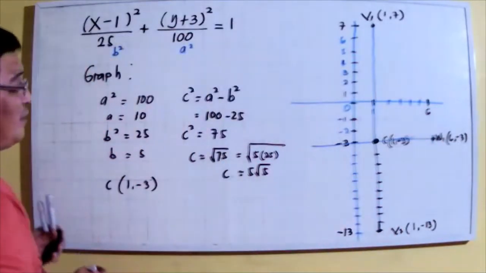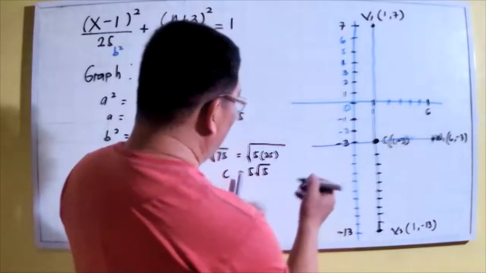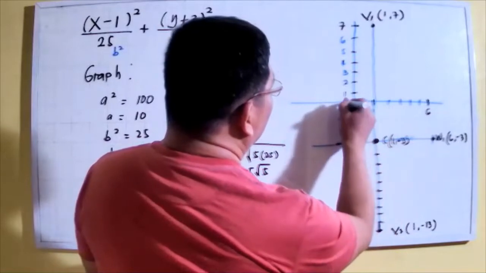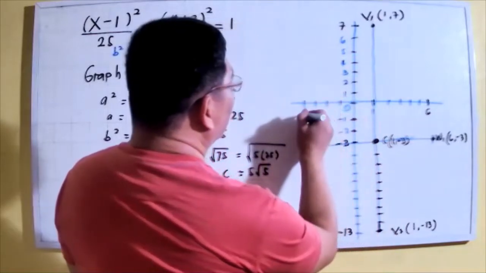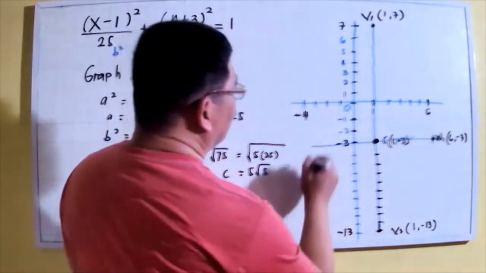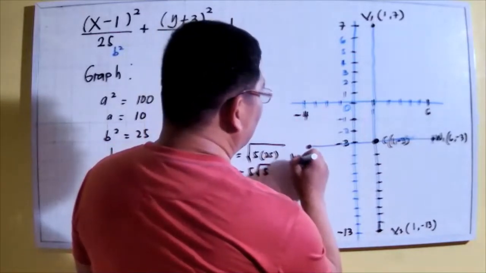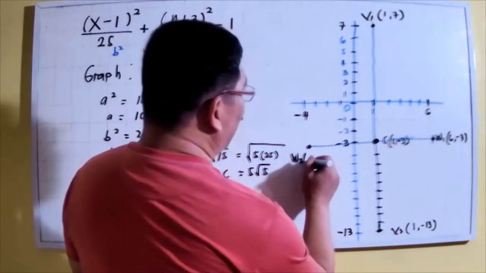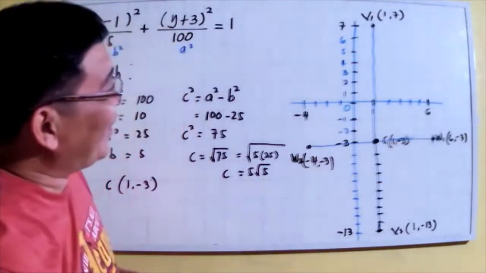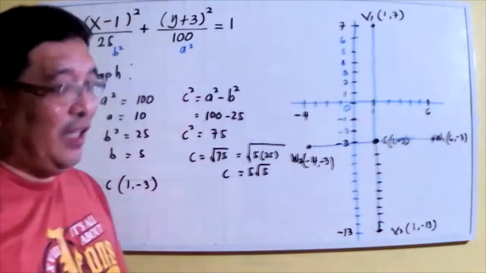Dito naman sa pumunta dito sa kaliwa, it's also 5 units away from the center. Let's count 5. We have 1, 2, 3, 4, 5. That is -4. This point, let's call this W2 as (-4, -3).